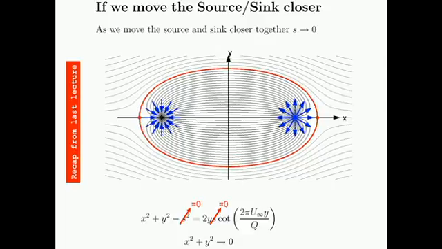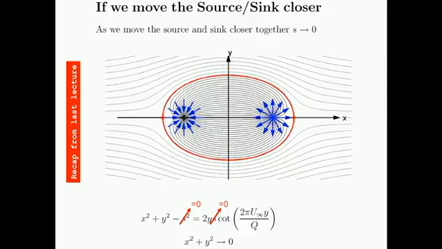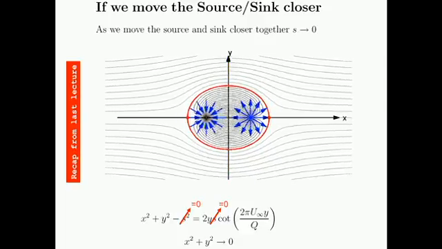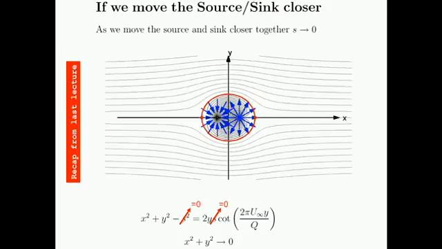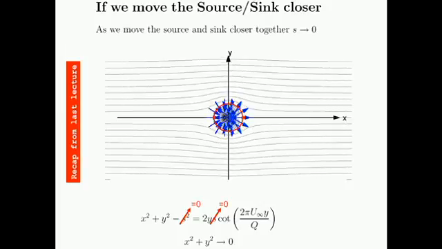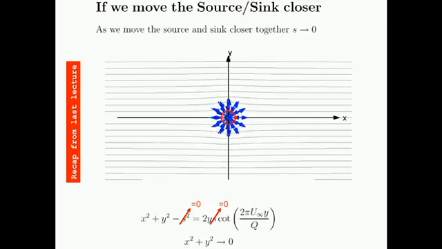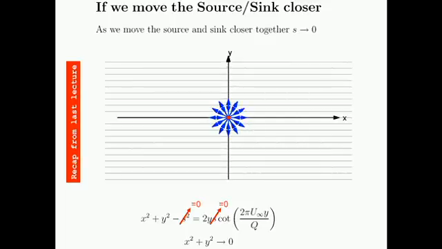and that means that the separatrix is basically just going to vanish. It's going to become smaller and smaller as I move that source and sink together, and as they really approach each other, that separatrix is effectively going to disappear. So when that source and sink are exactly co-located, I just end up back with that uniform flow, and the source and sink have cancelled each other out.